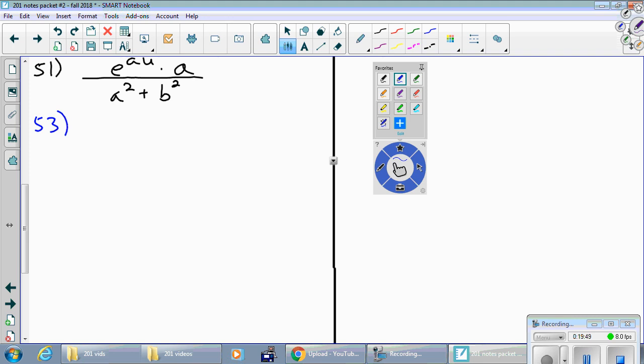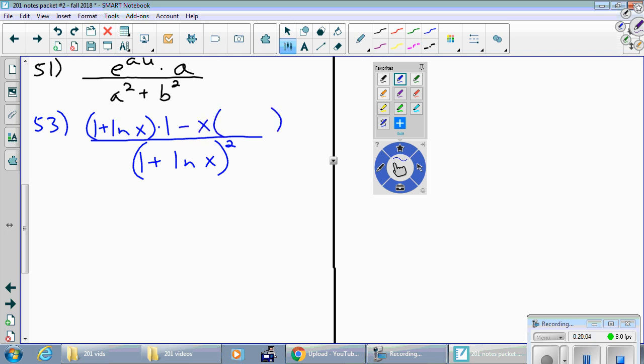53. Okay, this one we do need the quotient rule. Copy the bottom and square it. So we go bottom times the derivative of the top, that's just 1, minus the top times the derivative of the bottom. 1 plus becomes nothing plus, and then the derivative of ln of x is 1 over x.